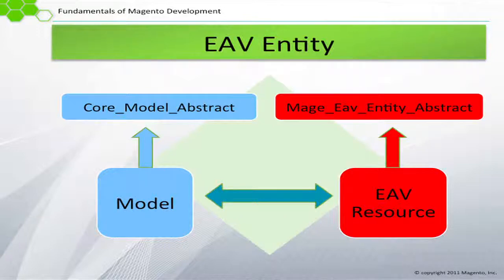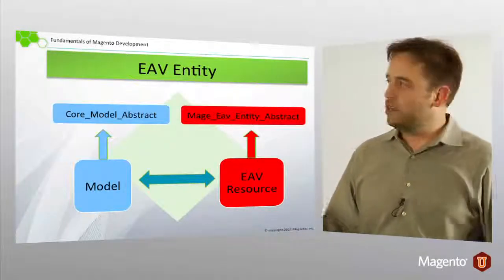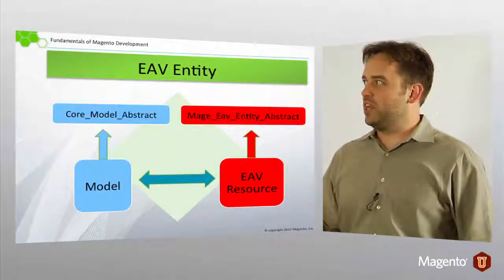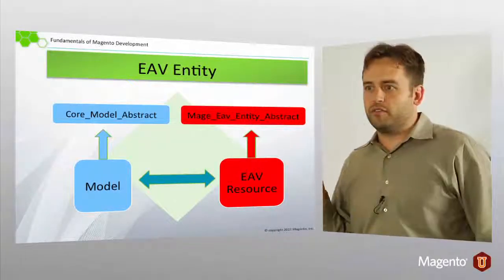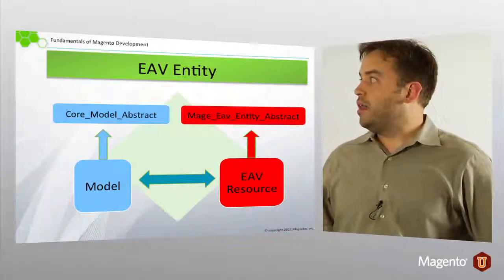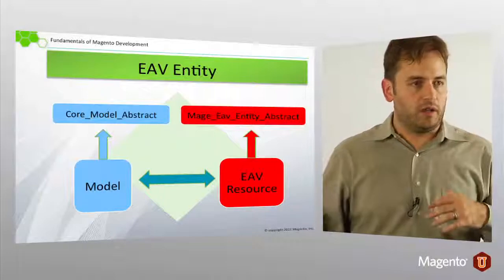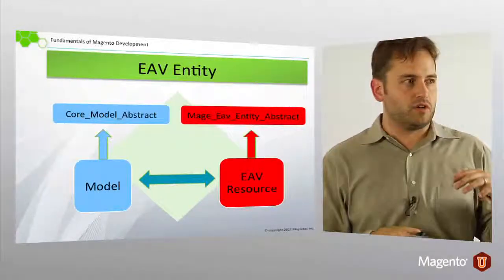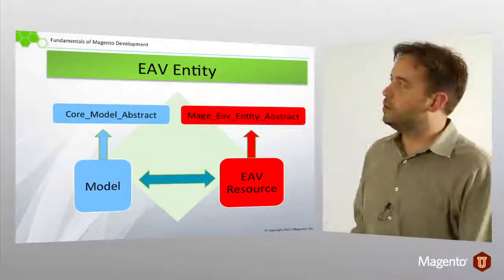So, models, EAV entities. The model that we deal with in the front end, something like catalog product, just like a regular simple entity, extends from core model abstract. The difference is the resource model will ultimately extend from Mage EAV entity abstract. In the case of catalog entities, products and categories, there's another EAV class which extends from this, and then catalog and product entities extend from that class, because there are certain sets of utility methods that are necessary for those.